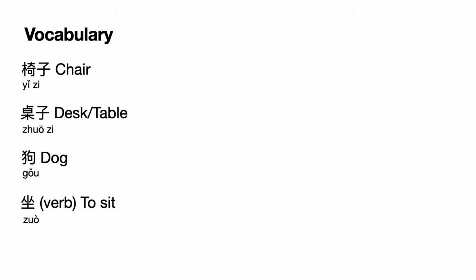椅子 chair. 桌子 desk or table. 狗 dog. 坐 It's a verb, it means to sit.